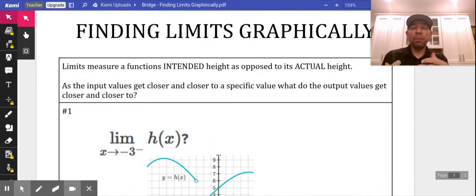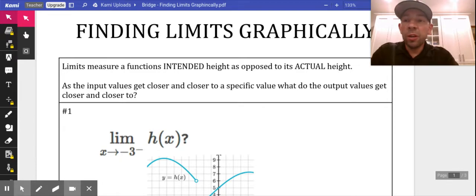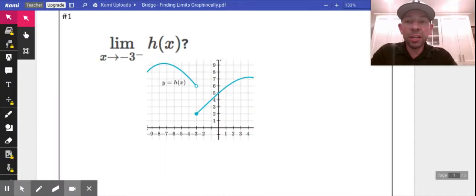And of course, as the input values, those x values, get closer and closer and closer to a specific value, we ask ourselves, what are the output values? What do the heights get closer and closer to? So our first live example, we've got function h of x.